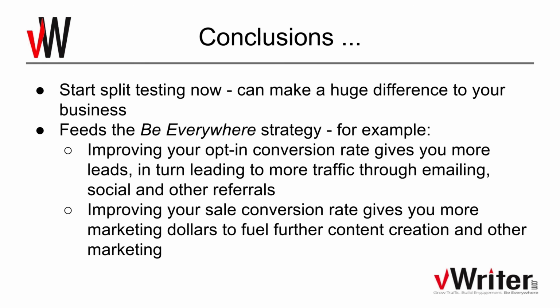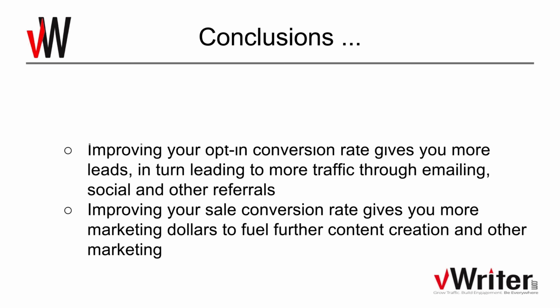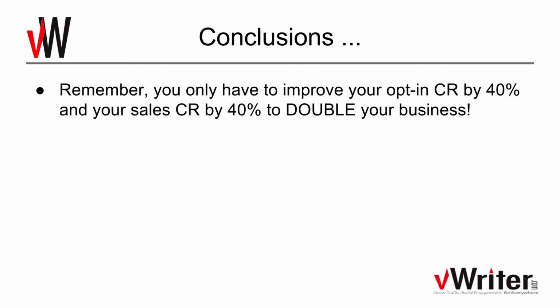If you say double your opt-in conversion rate, you're not spending any more money on getting those visitors. Each visitor is half the price it used to cost you to get them to your website. So it makes a big difference. And as I've been through, remember that you only have to improve your opt-in conversion rate by 40% and your sales conversion rate by 40%. And a single test can do that for you fairly easily. It may take 2 or 3 tests to kind of get there. It just really depends on what happens. So it only takes 40% on both sides to double your business.